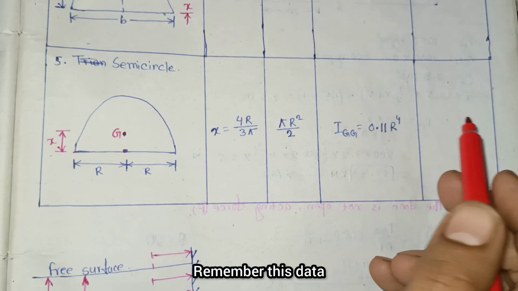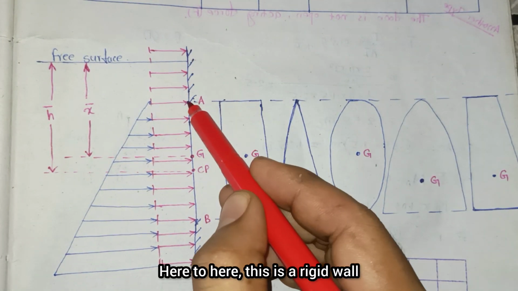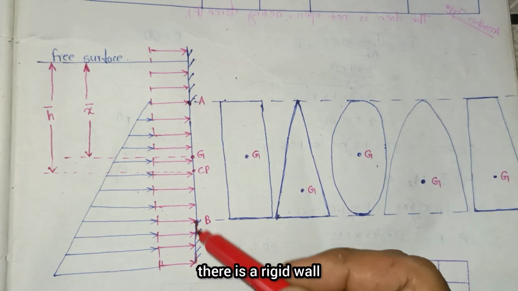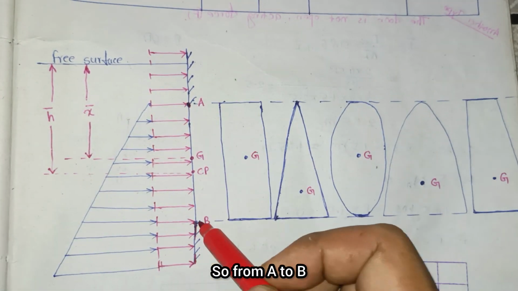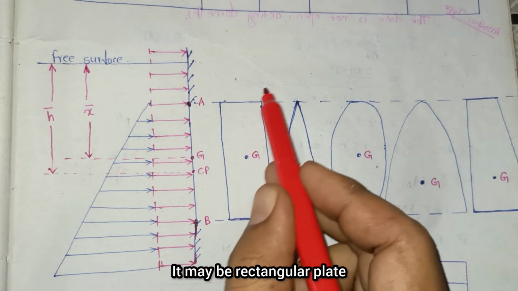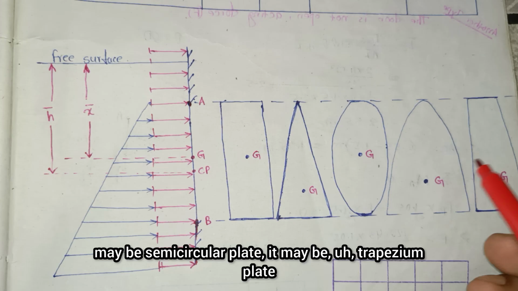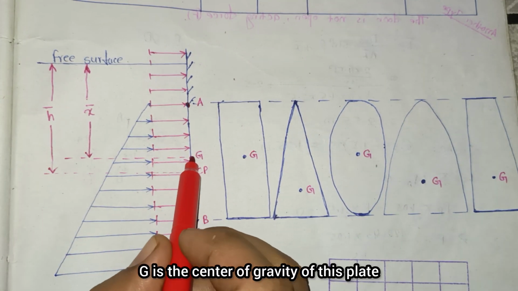Okay, remember this data. Now focus on this: suppose there is a rigid wall, here to here this is a rigid wall, and here to here there is a plate, and after that there is a rigid wall. There is a fluid on the left side. From A to B it may be any plate: a rectangular plate, triangular plate, circular plate, semicircular plate, or trapezium plate. Here G is the center of gravity of this plate.